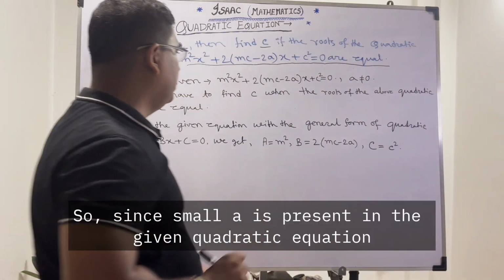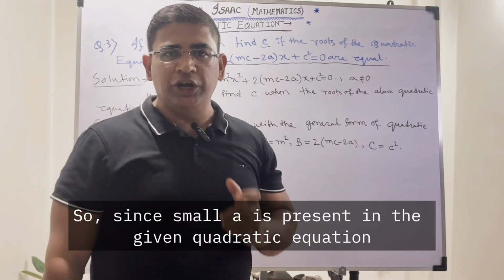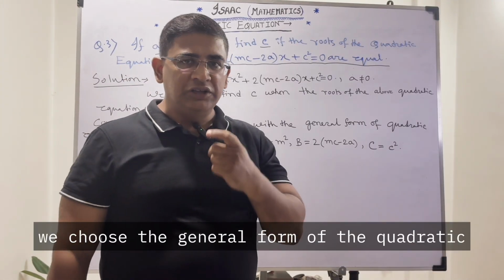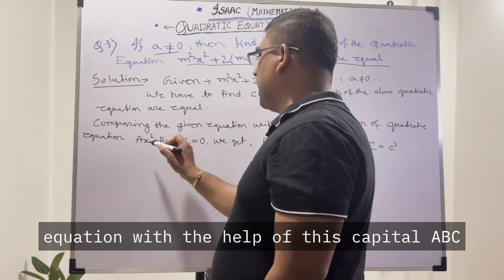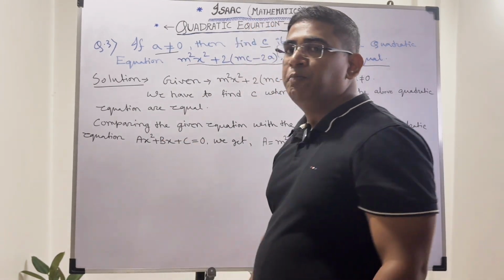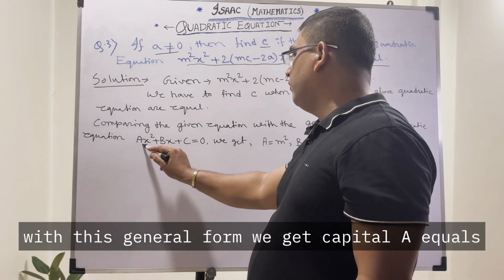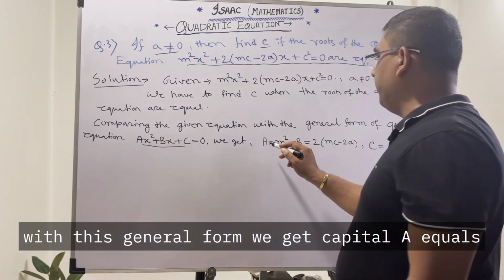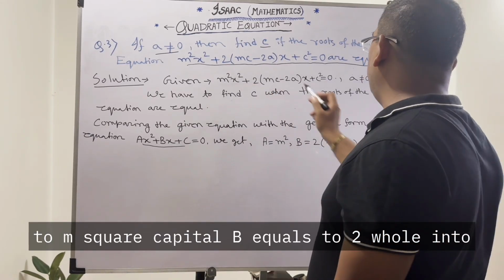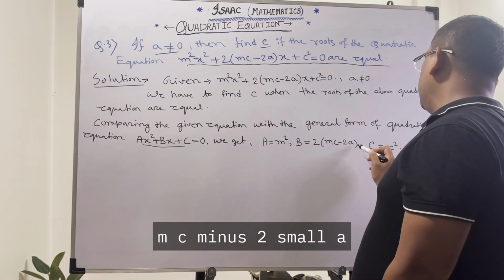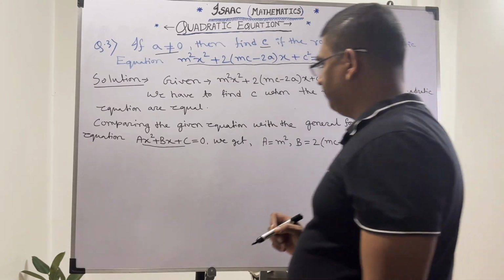Okay. So since small a is present in the given quadratic equation, we choose the general form of the quadratic equation with the help of this capital A, B, C. So comparing the given quadratic equation with this general form, we get capital A equals to m square, capital B equals to 2 into (mc minus 2 small a), and capital C is equals to small c square.